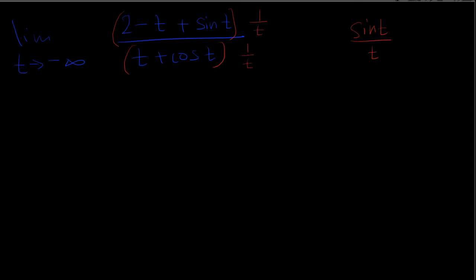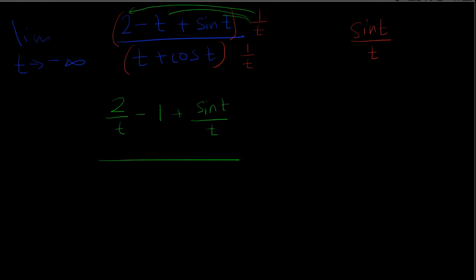I'm going to distribute the 1 over t to 2, so that would be 2 over t. 1 over t times -t would be -1. And then 1 over t times sine of t is sine t over t. Same thing, 1 over t with t will be 1. And then 1 over t and cosine t is cosine t over t. And that is the limit as t goes to negative infinity.